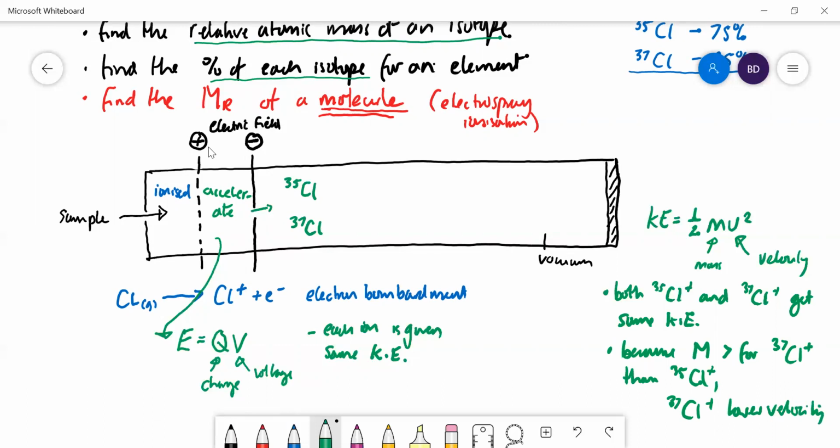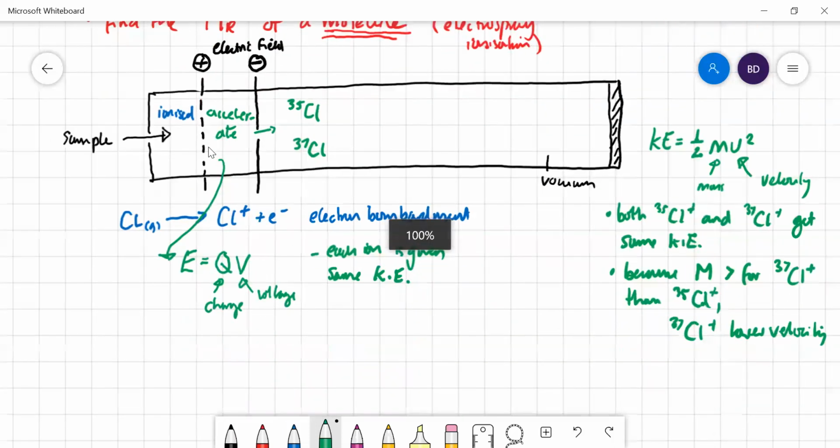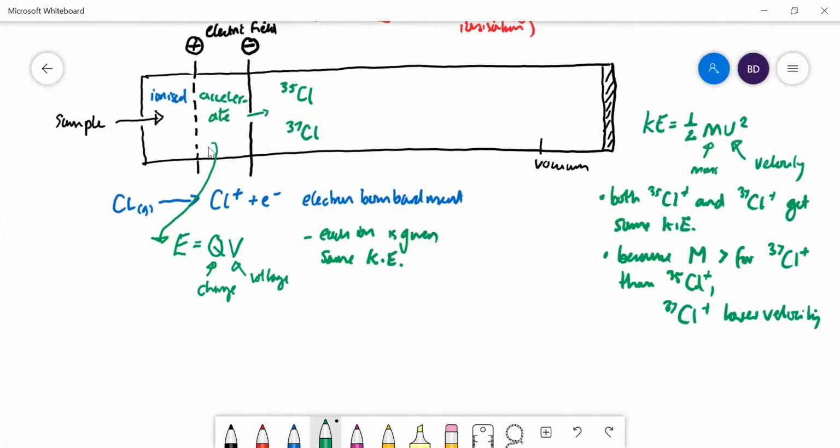Well, they're going to move across this tube, aren't they? Okay, and you can see that what's going to happen is the 35 is going to start getting ahead of the 37 because it's going faster. So the 37's not got quite as far. So that means this is the detector here. Who's going to get to the end first of all? It's going to be the 35s, aren't they?